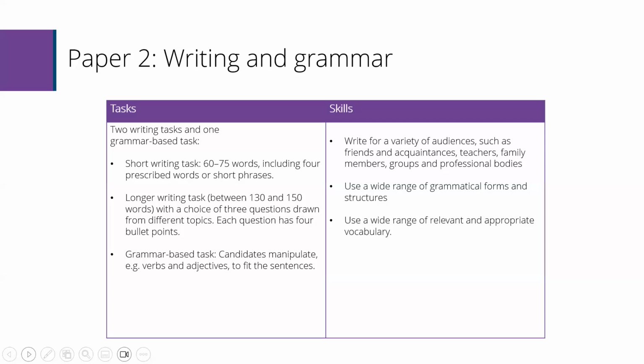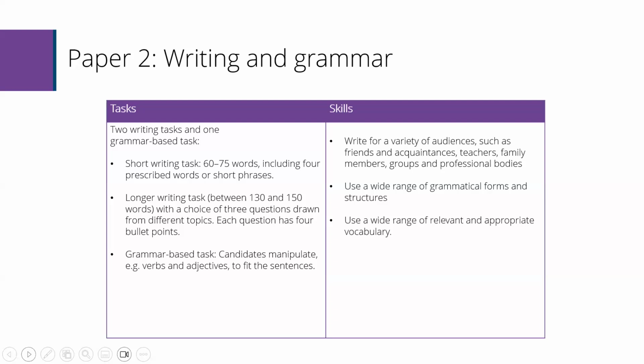Now, paper 2, as we mentioned, is a mixed skill, a mixed task paper, isn't it? So we've got reading at the beginning, and we've got writing and grammar tested also on the same paper. So we're going to have a look at the writing bit now. So there are 2 writing tasks and 1 grammar-based task.